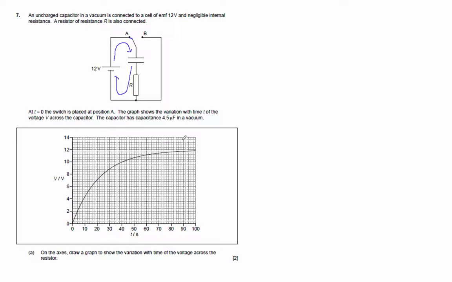Now, the capacitor and the resistor are in series. So the voltage across the capacitor plus the voltage across the resistor has to add up to 12 volts, because this is a voltage source. The voltage across the resistor is what they're asking you to draw. The variation with time of the voltage across the resistor is just going to be 12 minus the voltage across the capacitor. So pay careful attention, draw a few dots, read what the graph is for the voltage across the capacitor, and go 12 minus that.